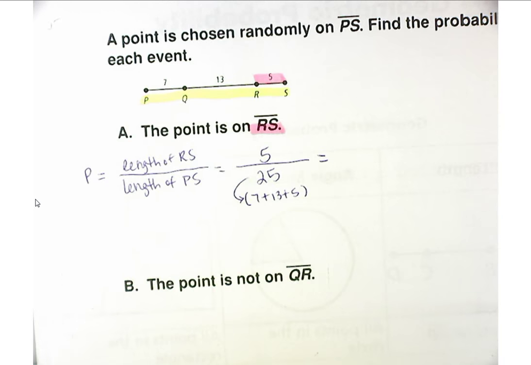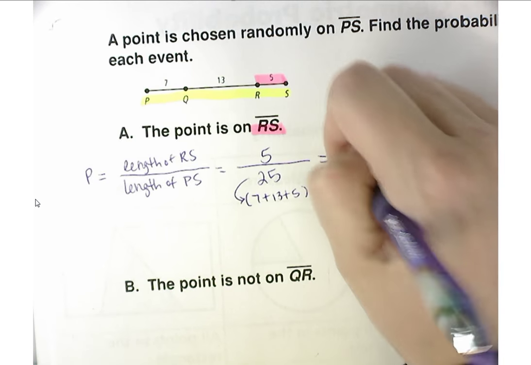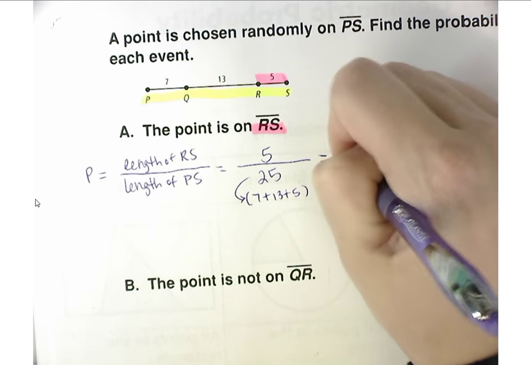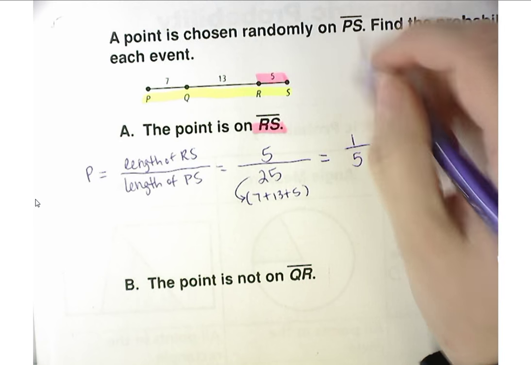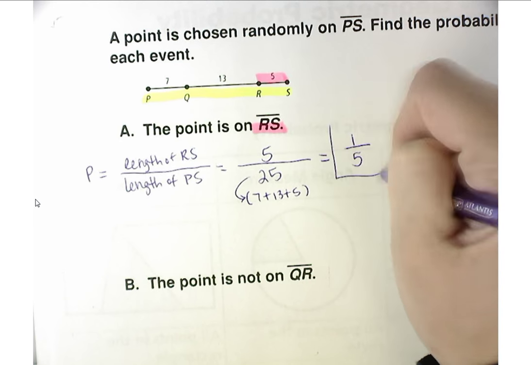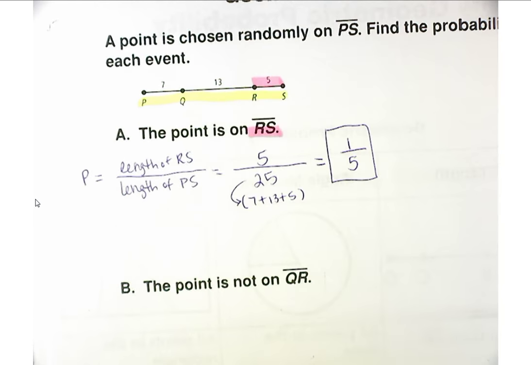Now, you always want to reduce. So if you have 5 over 25, Sam, what number goes into both of those? 5, right? If I divide 5 by 5, I get 1. 25 divided by 5 is 5. So then your probability is 1/5. What that means is you have a 1 out of 5 chance of choosing a point on RS if you're choosing any random place on that segment.